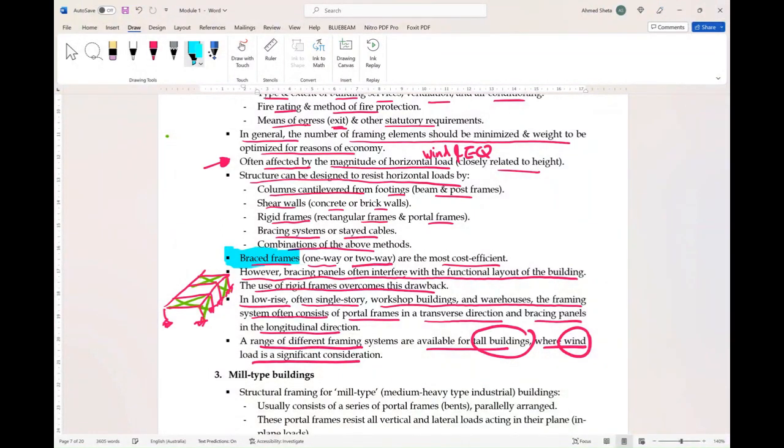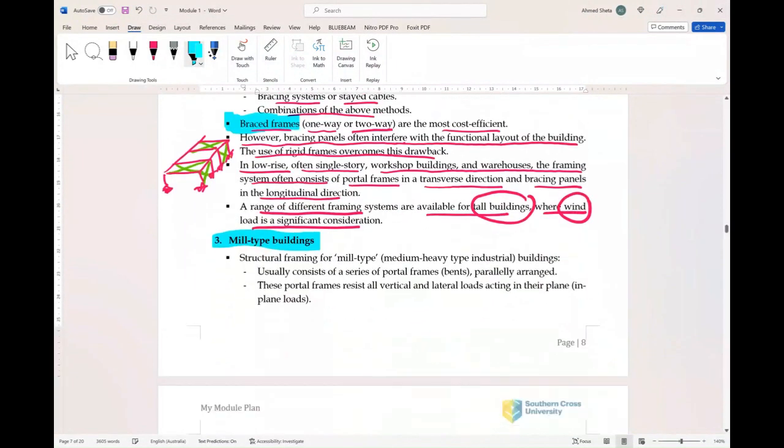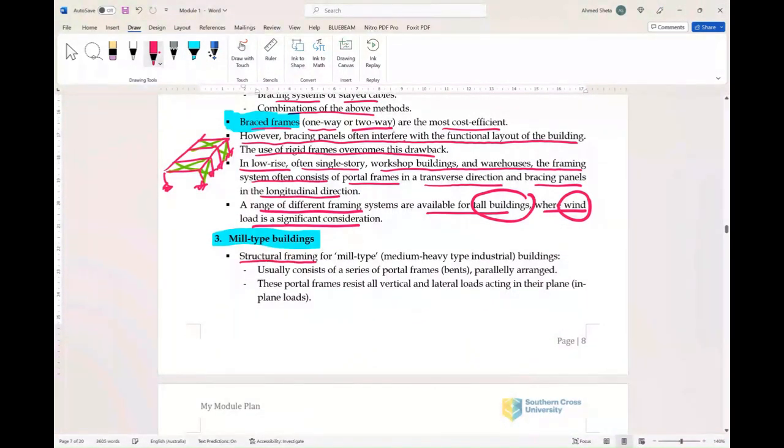The third point we have is mill type buildings. The structural framing for mill type, medium to heavy industrial buildings usually consists of a series of portal frame bents arranged in parallel like this one. The portal frame resists all vertical loads and lateral loads acting in its plane.